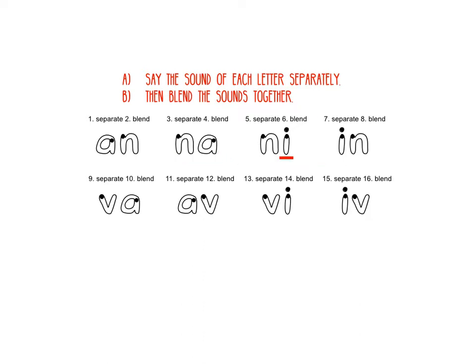n, i, n, n, i, n, in. Next, v, a, va, va, a, v, av, av, v, i, v, vi, i, v, iv. And those will be all of the new blends that you'll see in this booklet.